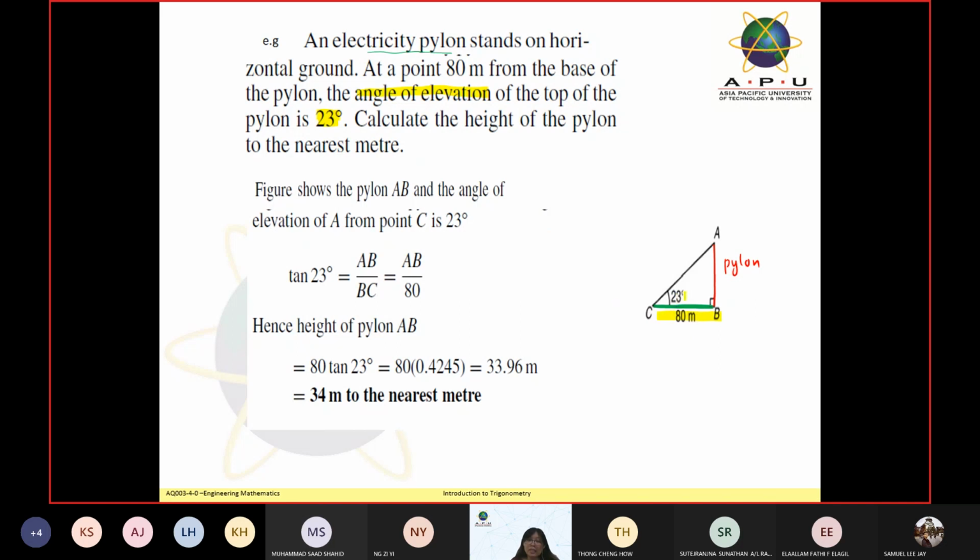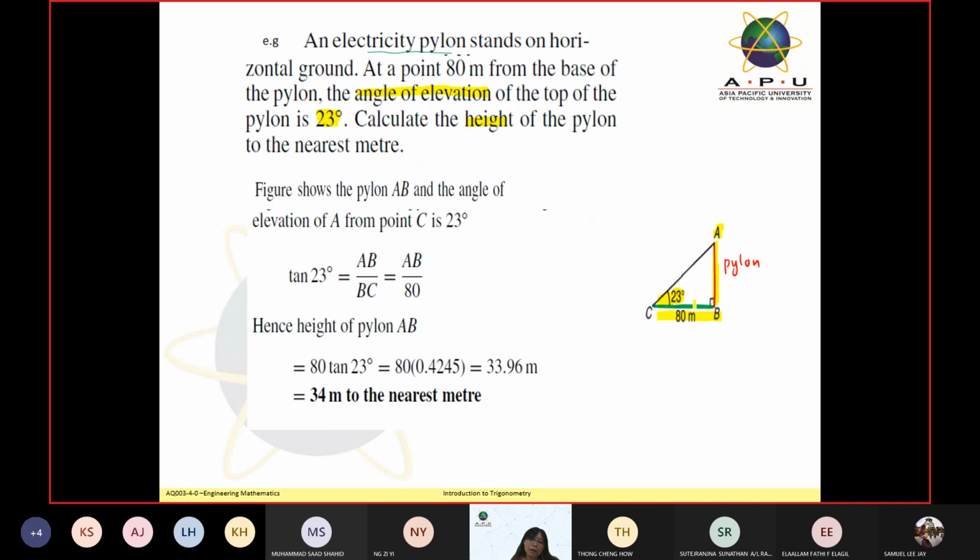When we say angle of elevation, which is the angle to the top of the pylon at A, this is 23 degrees. So you need to understand what is meant by angle of elevation. As I said just now, look up. So 23 degrees, and you need to measure from the horizontal line. So from the problem, we are able to draw this triangle. Now what is the problem here? You need to calculate the height of the pylon. That means this is the height that you need to find, to the nearest meter.